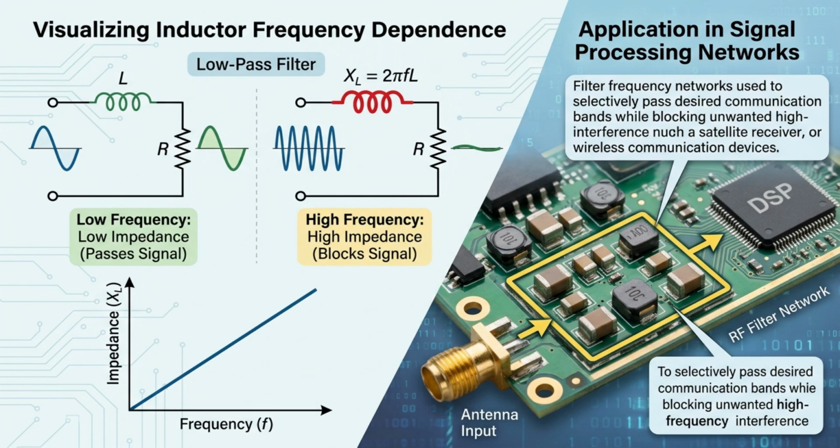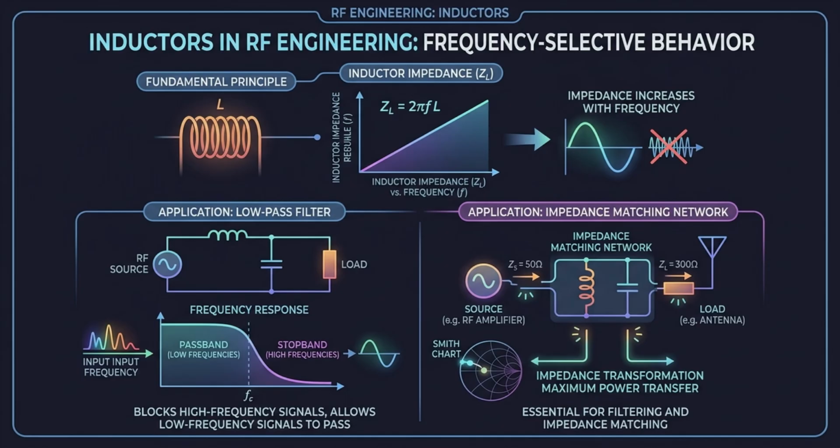In RF engineering, inductors play a critical role in controlling frequency-selective behavior. Their impedance increases with frequency, which allows them to block high-frequency signals while allowing low-frequency signals to pass, making them essential in filtering and impedance matching networks.